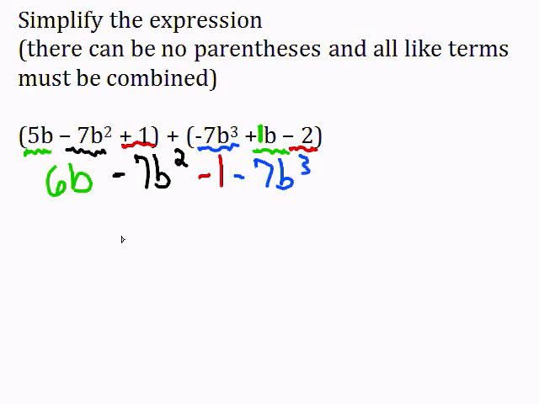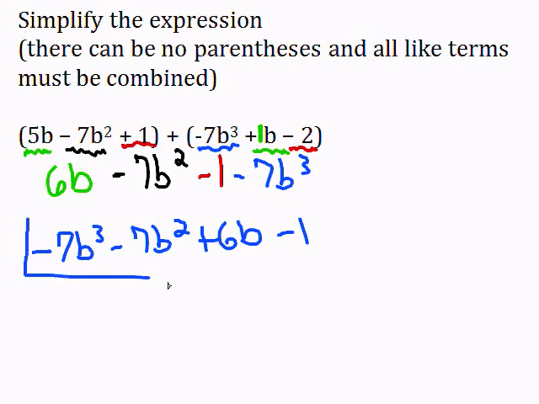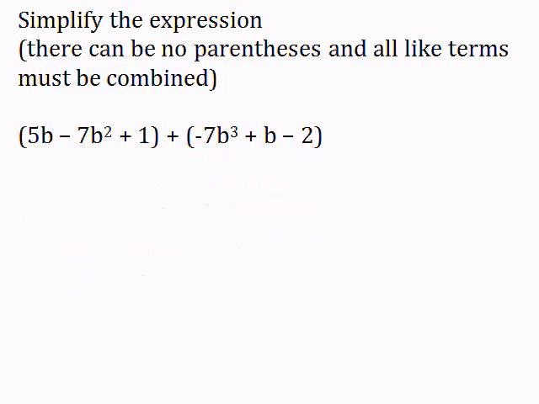Once we combine our like terms, we must rewrite our expression from largest exponent to smallest exponent. So we're going to start with negative 7b to the third, since that is the term with our largest exponent. Second, minus 7b squared, plus 6b. We write plus 6b because that is a positive 6b. And then minus 1. And we have now combined, or rather added, two polynomials.